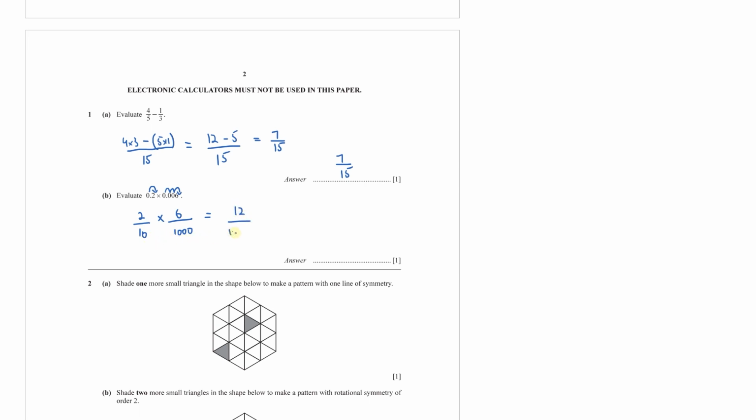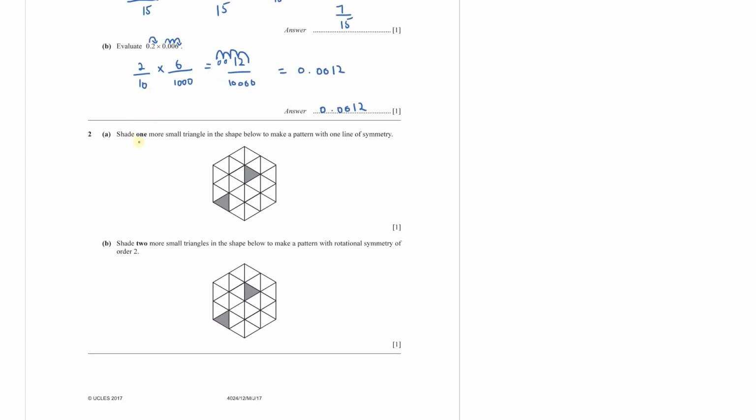1000 times 10 would be 10,000, so you have 4 zeros. That means your decimal from here will move 4 places to the left: 1, 2, 3, 4. So you will add 2 zeros here and you will get 0.0012. So your answer would be 0.0012.